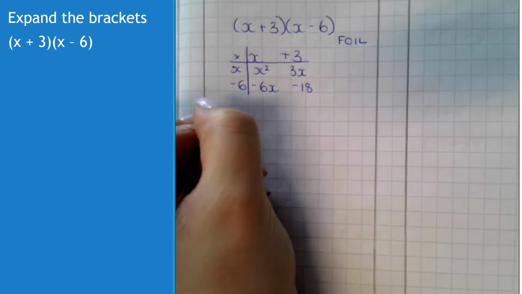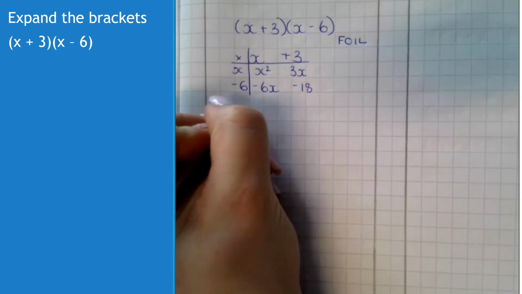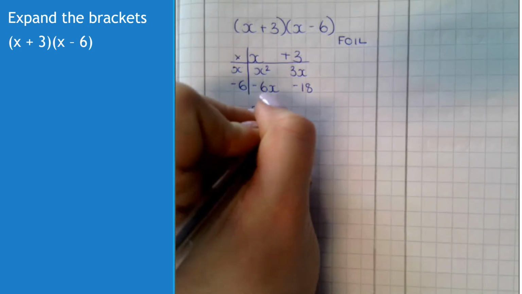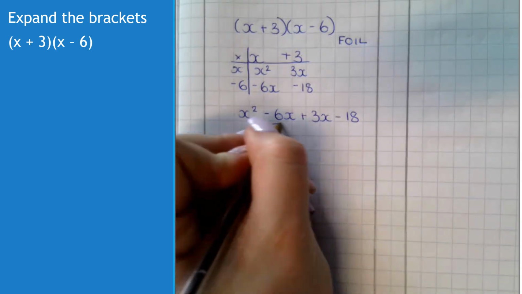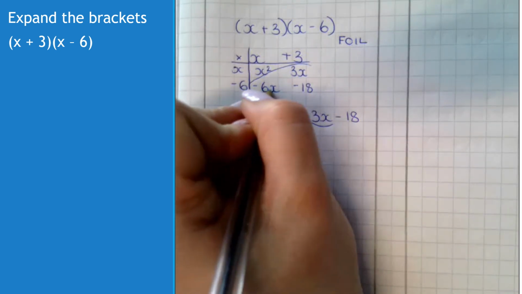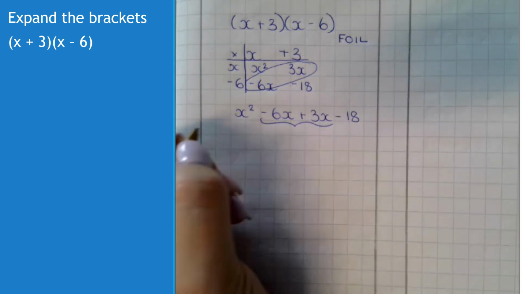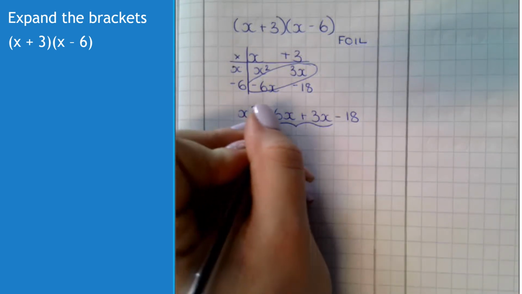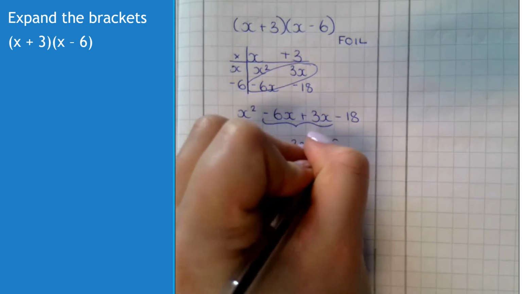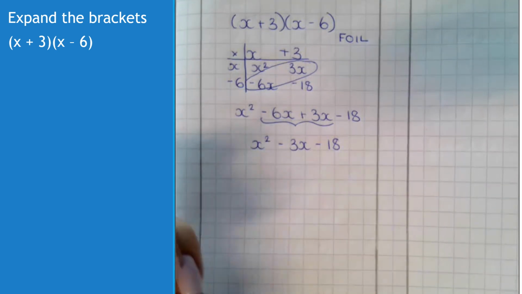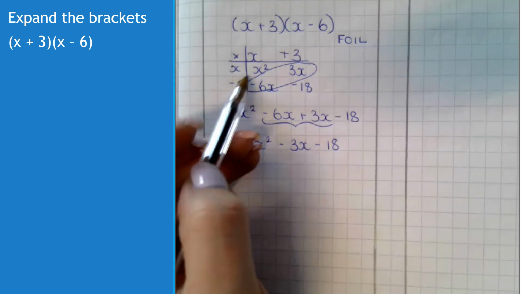And then you're going to collect all of your like terms together. So x squared minus 6x, add 3x, minus 18. These two terms in the middle, which are your diagonal terms in your grid, are the ones that you will be able to simplify. So x squared minus 6x, add 3x is -3x, and then subtract 18, and that's how you expand brackets when they are in double ones like this.